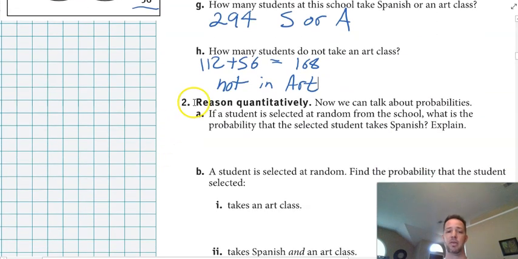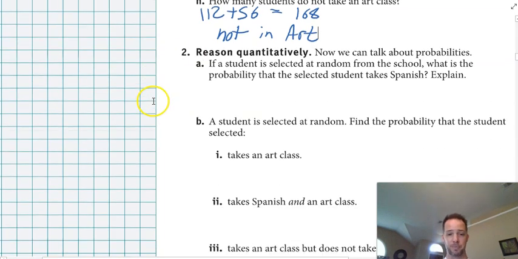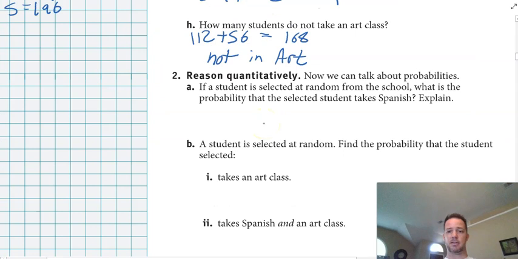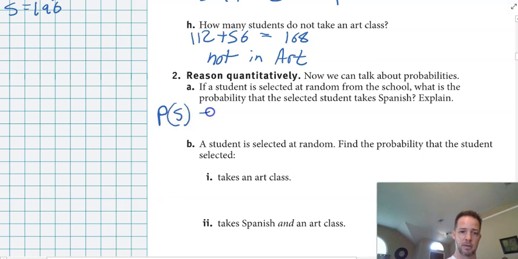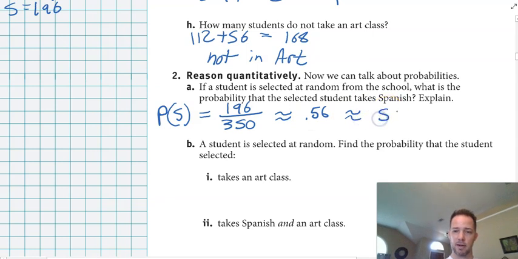Okay, so now that we know how to use the Venn diagram with the counts, let's look at it in terms of probabilities. So, all right, probability that the selected student takes Spanish. We know there's 196, so probability to take Spanish is 196 Spanish students out of the 350 in the school. Plug that in our calculator and we get about 0.56, or about 56% if you write it as a percentage.